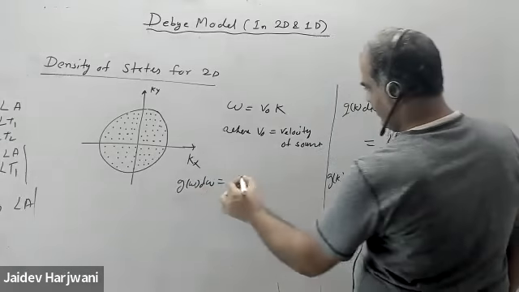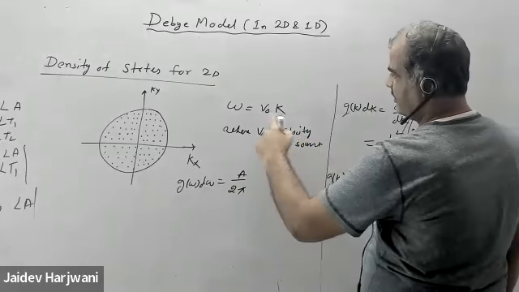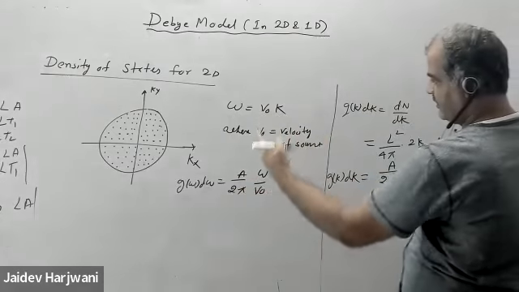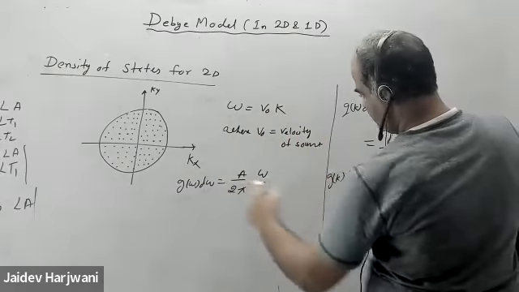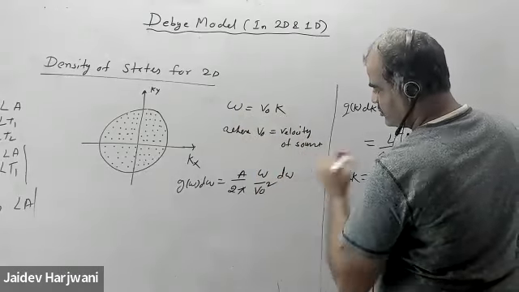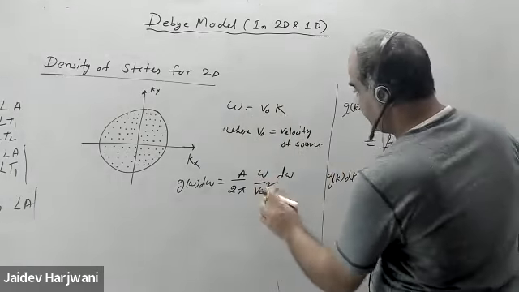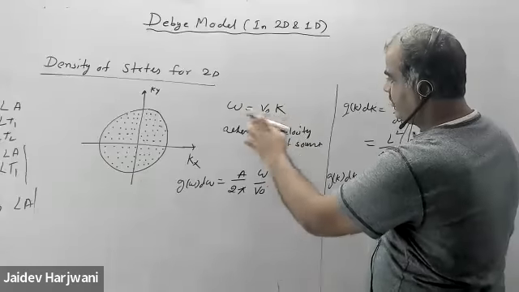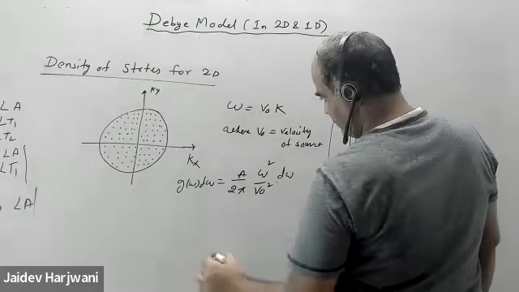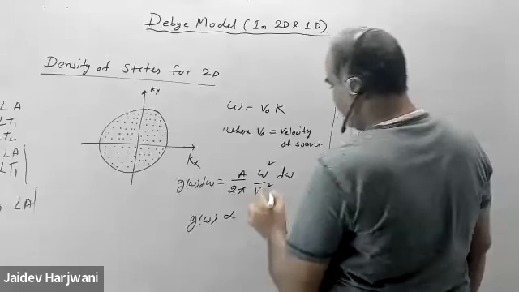So what will it become? It becomes A upon 2 pi. In place of K we will put omega upon V naught. In place of dk we will put d omega by V naught. So d omega upon V naught square. Dk will be d omega upon V naught, so omega upon V naught square. So now you can see your density of states is proportional to omega.